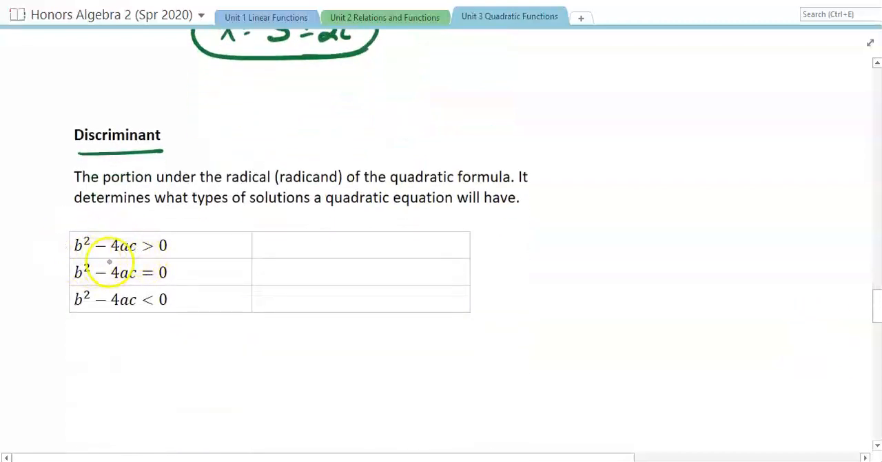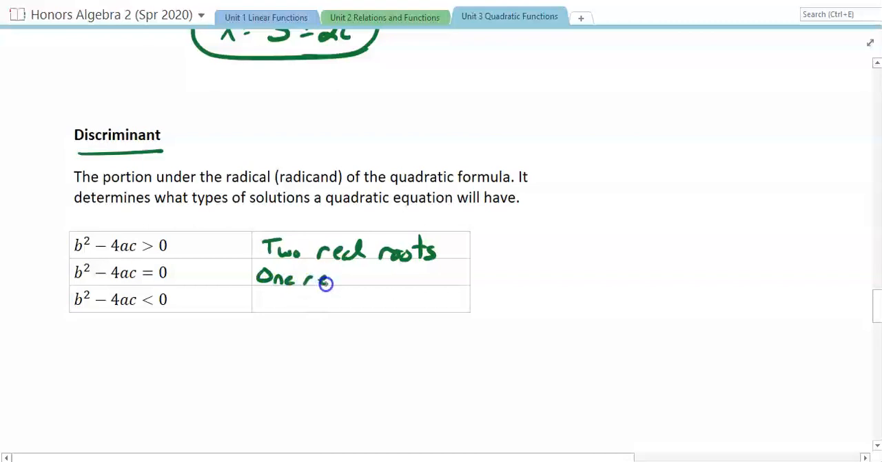The b squared minus 4ac, that's the part under the radical. If the b squared minus 4ac, the discriminant, ends up positive, we end up with two real roots. Okay, so again, if we come out positive for our discriminant, we will have two real roots. They might be rational if that square root simplifies nicely, or they'll be irrational if the square root does not simplify nicely.